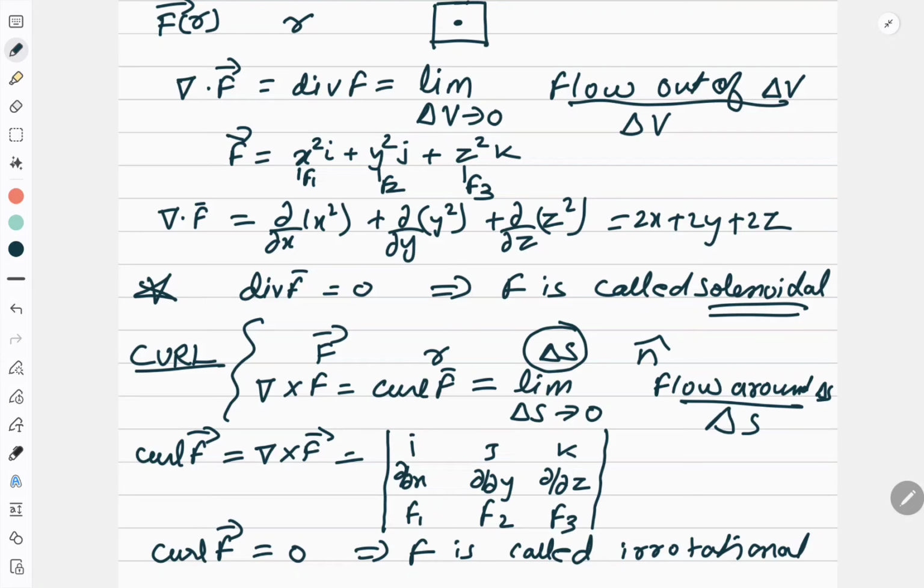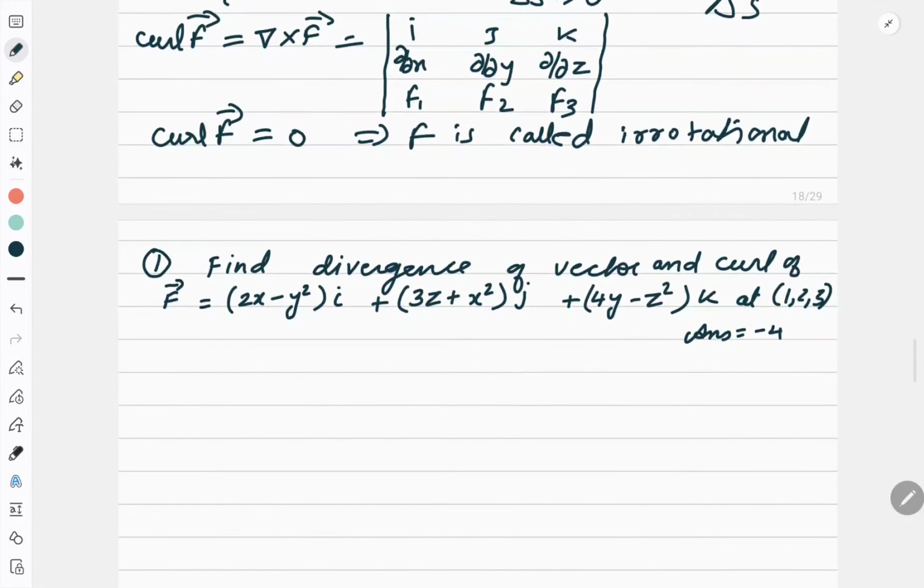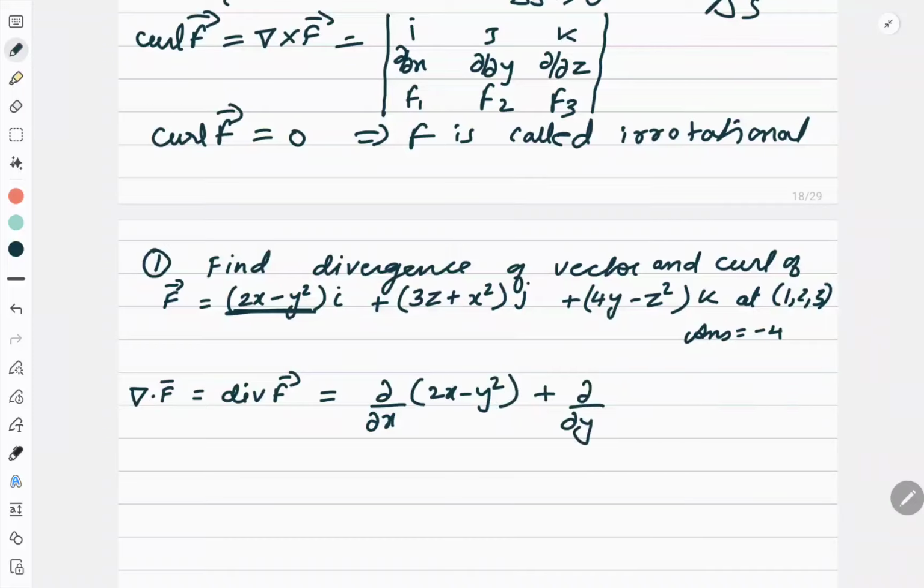Now let us see the first question. What is the first question? Find the divergence of a vector and the curl of a vector F at this point. Right? Let us start with the divergence. The way to write it is this, or divergence of F. Now this is equal to dou by dou x of F1, which is 2x minus y square, plus dou by dou y of F2, which is 3z plus x square, plus dou by dou z of 4y minus z square.